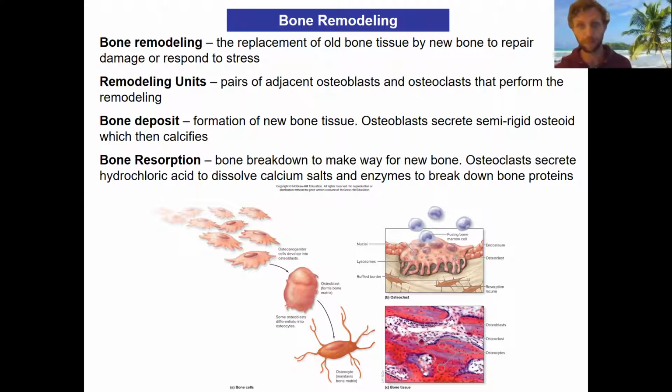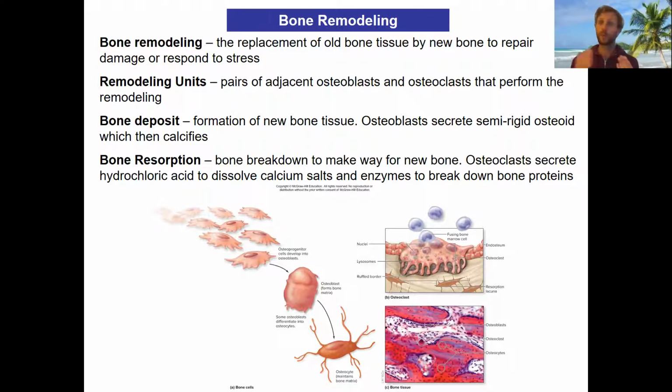Okay, so for this remodeling process to be possible, we're going to need to be able to do two different processes, that being bone deposit, the ability to build new bone matrix, and then we also have to do bone resorption, the ability to erode or break down old bone tissue, thus creating the potential for new bone tissue to take its place.